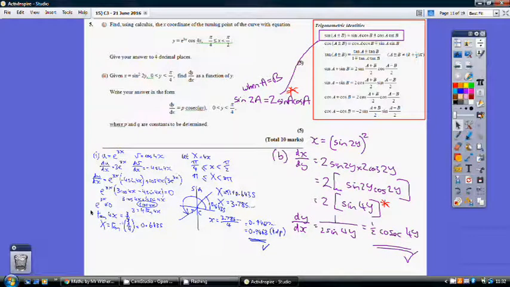Now e to the 3x cannot equal 0, so it's going to be our bracket equaling 0. So we set this equaling 0, so 3 cos 4x equals 4 sin 4x. If we then divide by cos 4x, we get 3 equaling 4 tan 4x. So tan 4x equals 3/4.